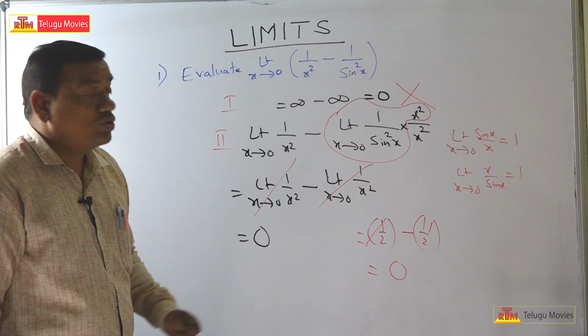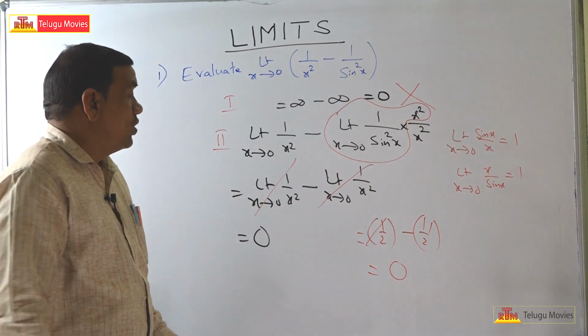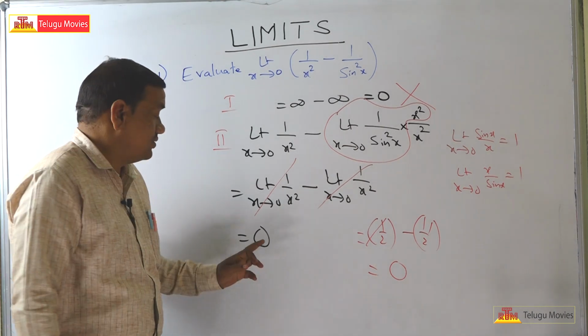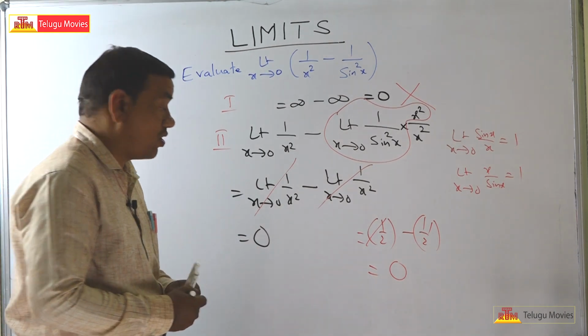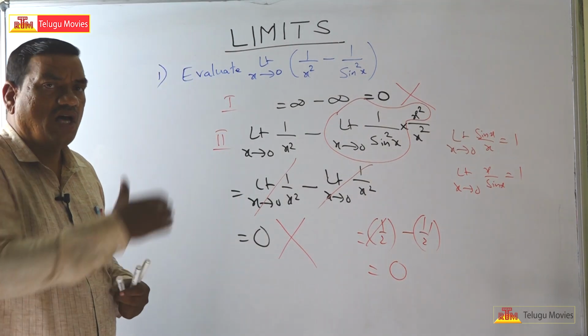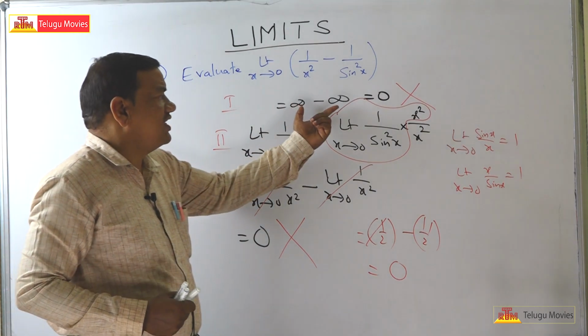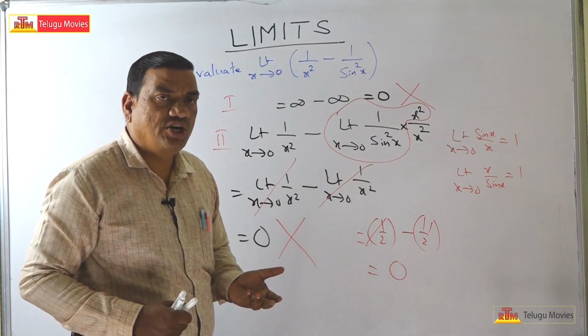Understand this? This infinity and this infinity are not equal. That's why this answer is also wrong. In the options, the 0 answer will also be there. Generally it is infinity minus infinity, therefore it is not a determinate form.